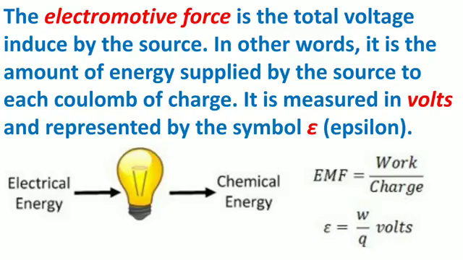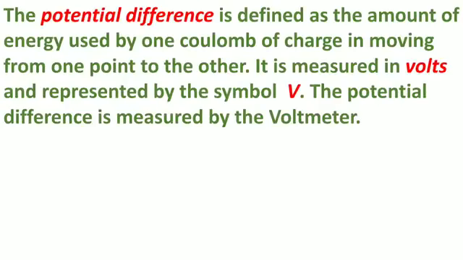Now let's move on to the next term, that is potential difference. The potential difference is defined as the amount of energy used by 1 coulomb of charge in moving from one point to the other. How is it defined? It is defined as the amount of energy used by 1 coulomb of charge in moving from one point to the other. It is again measured in volts and represented by the symbol capital V. The potential difference is measured by the voltmeter.